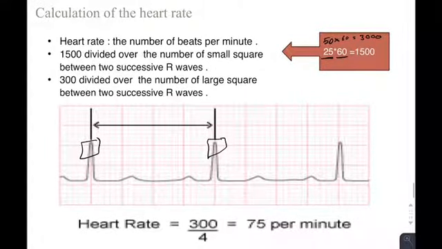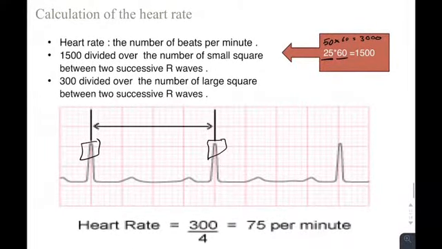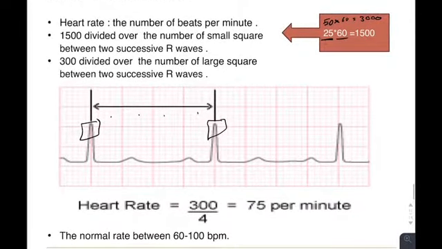Okay, let's use this example to measure the heart rate. We have 4 large squares between two successive R waves, divided into 300. So 300 divided by 4 equals 75 beats per minute. So the normal heart rate is between 60 and 100 beats per minute.